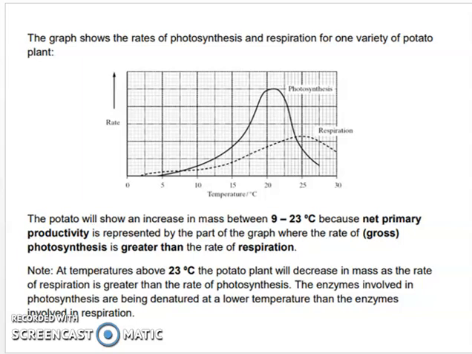Okay, so if you look at what it says, the potato will show an increase in mass, i.e. biomass, between 9 and 23, because of net primary productivity, represented by the part of the graph where the rate of photosynthesis is greater than respiration. So the temperatures outside of that, below 9 and after 23, respiration rates are higher than photosynthesis. So those respiratory losses will have eaten into that building of biomass.